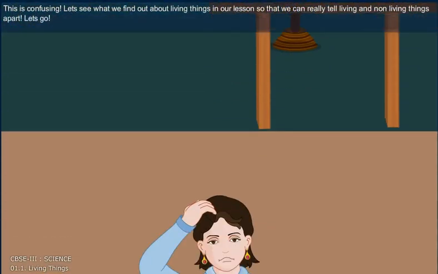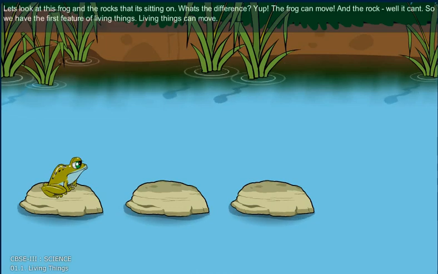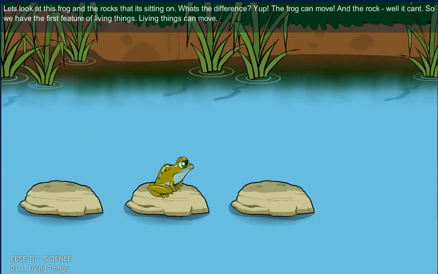This is confusing. Let's see what we find about living things in our lesson so that we can really tell living and non-living things apart. Let's go! Let's look at this frog and the rocks that it's sitting on. What's the difference? Yep, the frog can move and the rock, well, it can't.